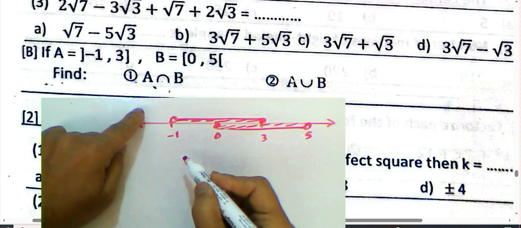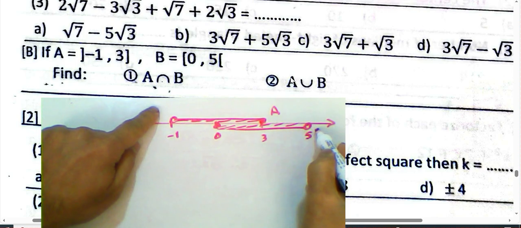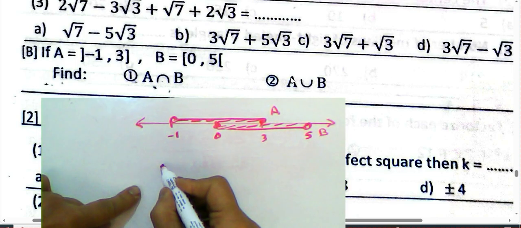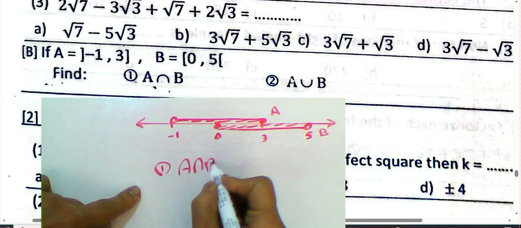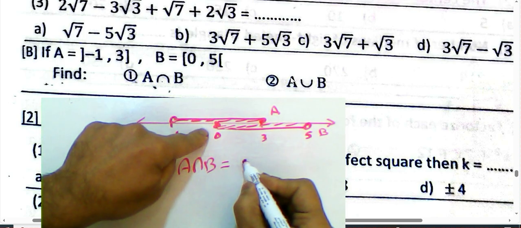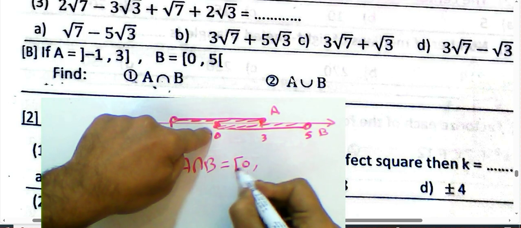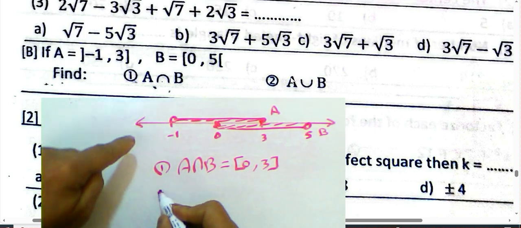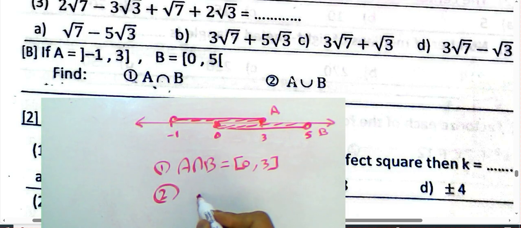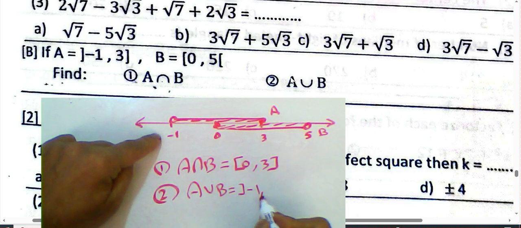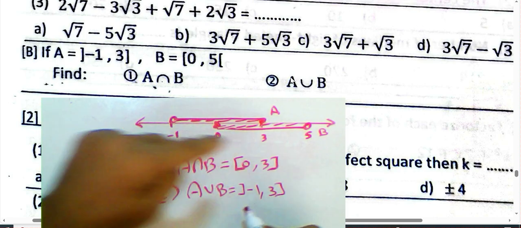The first we call A and the second B. Number 1, A intersection B: the intersection is from 0 closed to 3 closed also. Number 2, A union B: from negative 1 open to 3 closed.